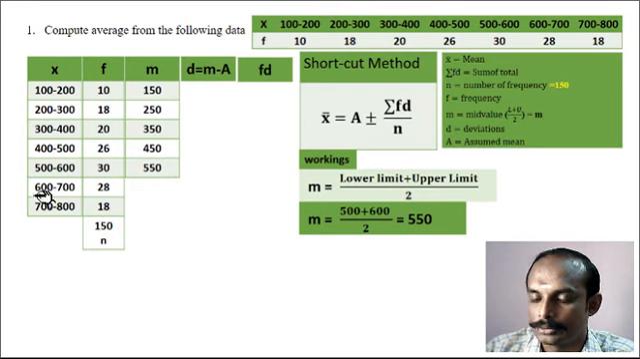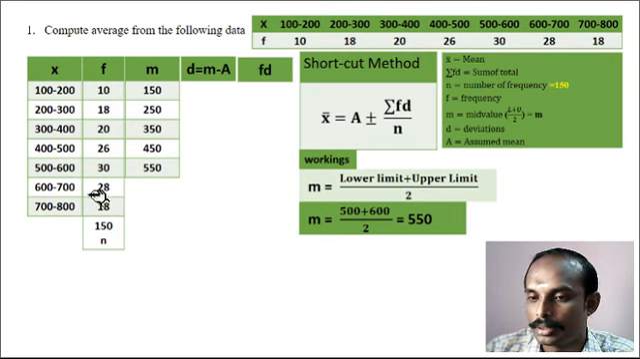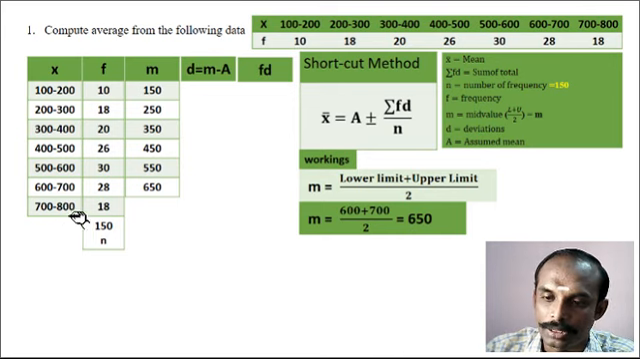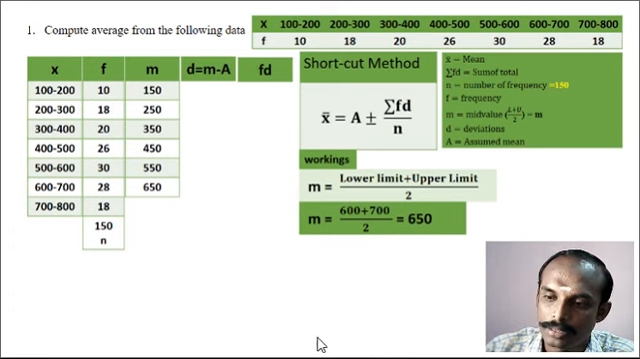And next class interval 600 to 700. Therefore, 600 is the lower limit, 700 is the upper limit. Therefore, 600 plus 700 divided by 2 is equal to 650. And the last class interval 700 to 800. Therefore, 700 is the lower limit, 800 is the upper limit. Therefore, 700 plus 800 divided by 2 is equal to 750.